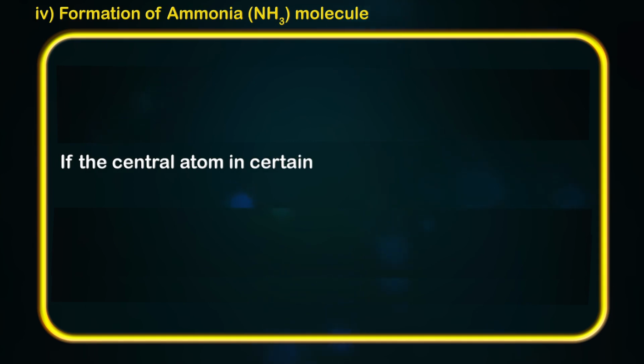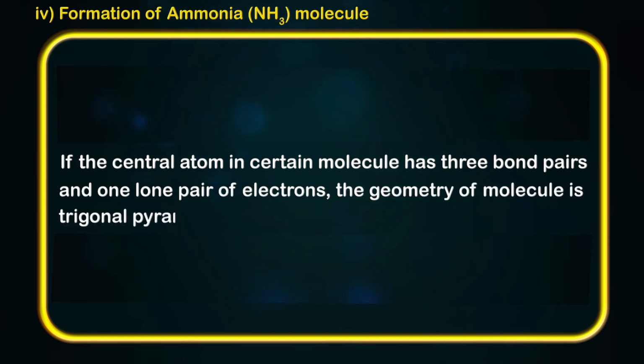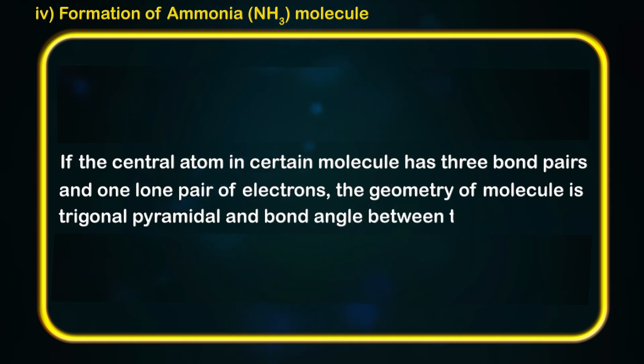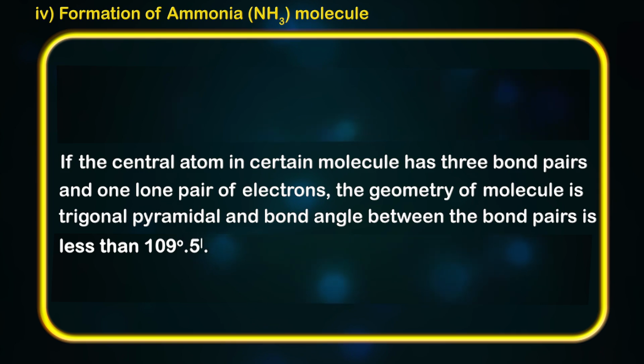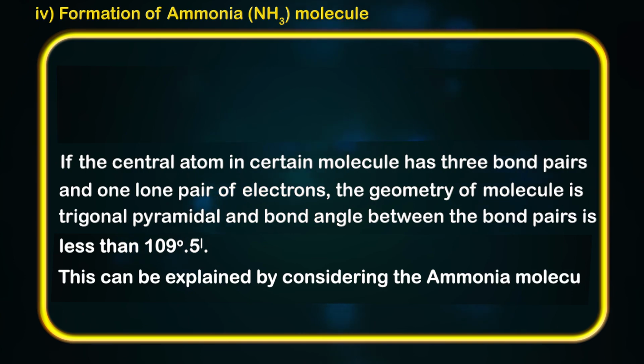Formation of ammonia molecule. If the central atom in a certain molecule has 3 bond pairs and 1 lone pair of electrons, the geometry of the molecule is trigonal pyramidal and the bond angle between the bond pairs is less than 109.5 degrees. This can be explained by considering the molecule ammonia.